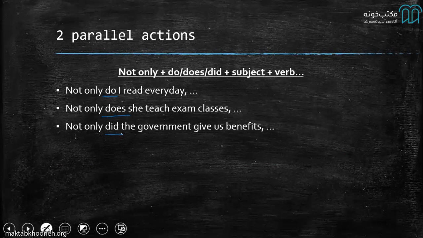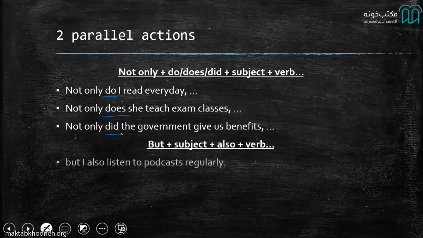And then in the second part, it would be but plus subject plus also plus verb. So it would be like this. But I also listen to podcasts regularly. That's these two sentences, right? Not only do I read every day, but I also listen to podcasts regularly. So here I split up the but and also, and I put the subject in the middle. And then I don't have a do anymore, right? Or does or anything like that. So not only do I read every day, but I also listen to podcasts regularly.